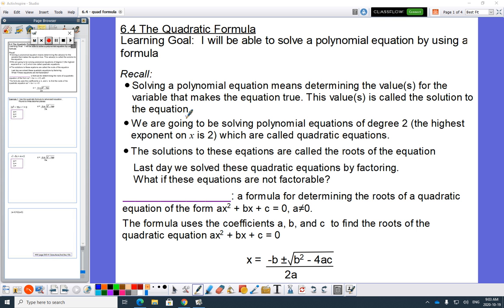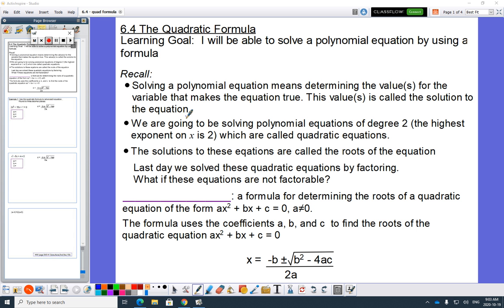Okay, so today we are going to still be dealing with quadratic equations. We are going to solve them using a formula. Not every quadratic equation can be factored. You will get the formula, so that's good, and it's called the quadratic formula. That also makes sense with what we've been dealing with.